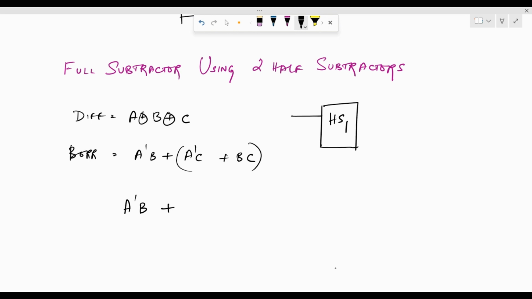And I am going to provide two inputs to it. So this is going to be A, this is going to be B. So what will come out as difference would be A XOR of B, and what will be coming out as borrow is going to be A dash of B.